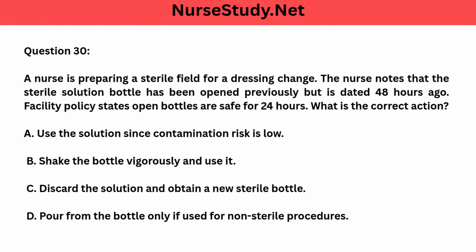Question 30. A nurse is preparing a sterile field for a dressing change. The nurse notes that the sterile solution bottle has been opened previously but is dated 48 hours ago. Facility policy states open bottles are safe for 24 hours. What is the correct action? A. Use the solution since contamination risk is low. B. Shake the bottle vigorously and use it. C. Discard the solution and obtain a new sterile bottle. D. Pour from the bottle only if used for non-sterile procedures.